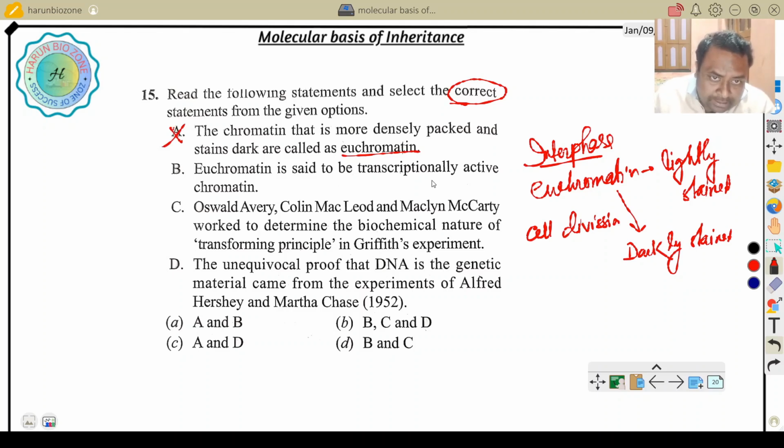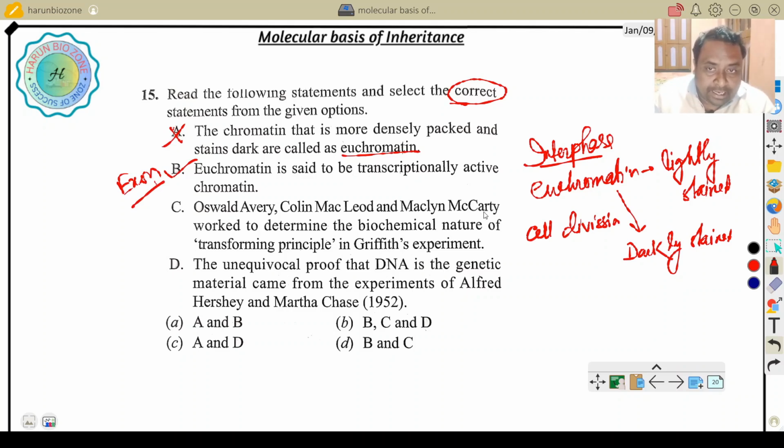Euchromatin is said to be transcriptionally active chromatin. This is right, because euchromatin carries most of the coding region or exons. Most of the exons are present in euchromatin.